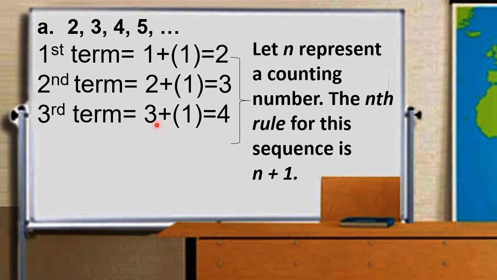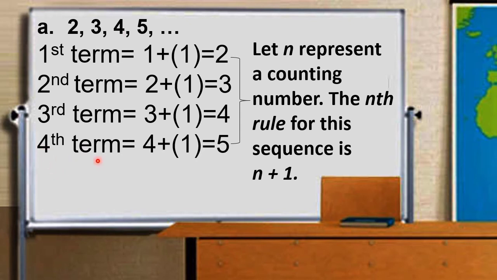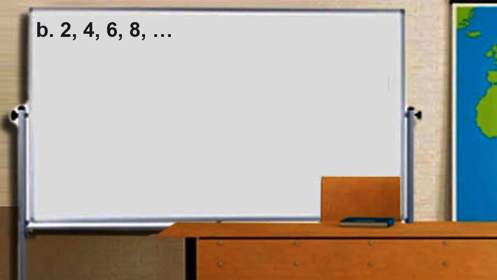Third means 3. 3 plus yung constant na 1. 3 plus 1 is equal to 4. Tama. Next, fourth term. So, 4 plus yung constant na 1 is equal to 5.